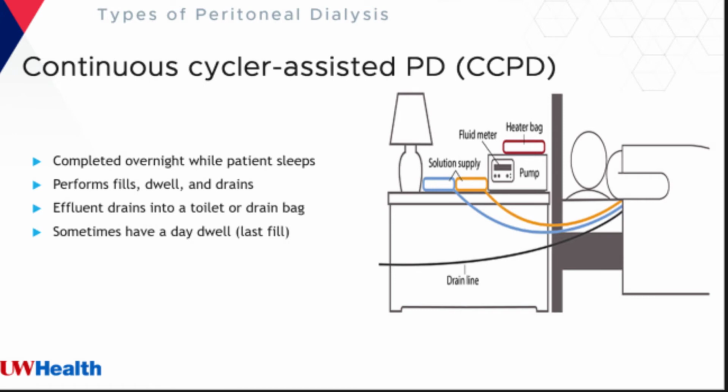Continuous cycler-assisted PD, or CCPD, is the most common method for performing peritoneal dialysis. This requires the use of a cycler. The dialysis nurse will set the patient up for the night with the set amount of treatment time that will include a number of cycles, and the patient will be disconnected in the morning. Some patients will have fluid left in the belly during the day while others do not. We call this a last fill.